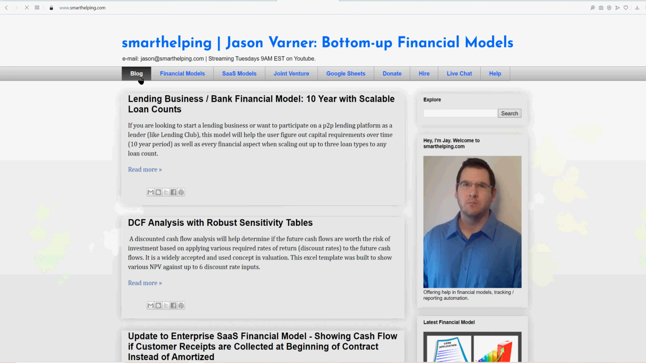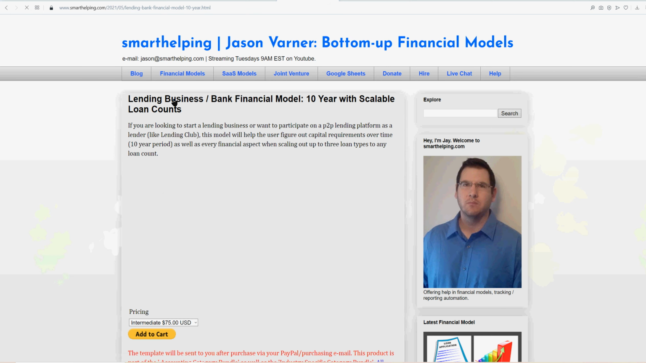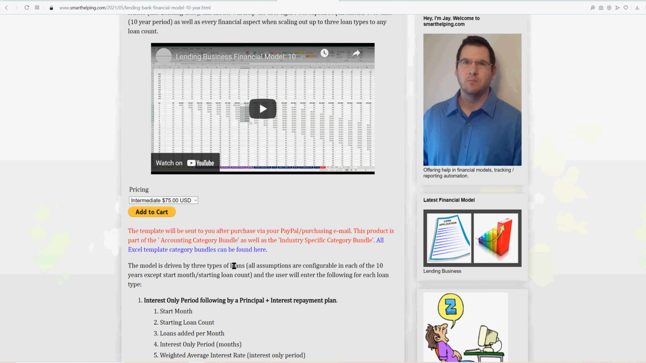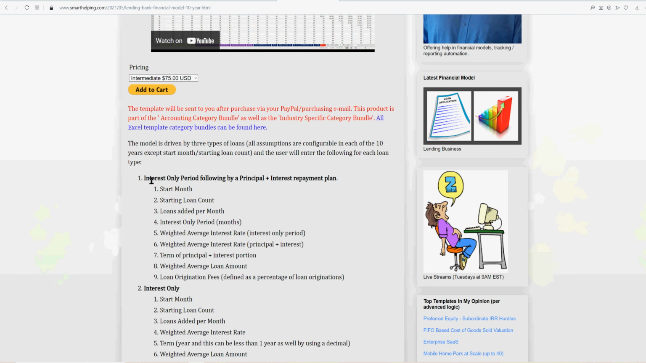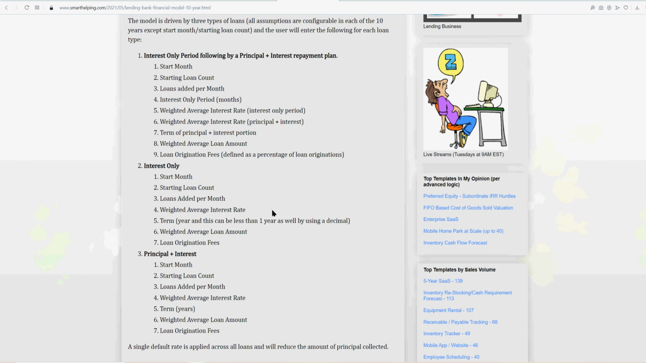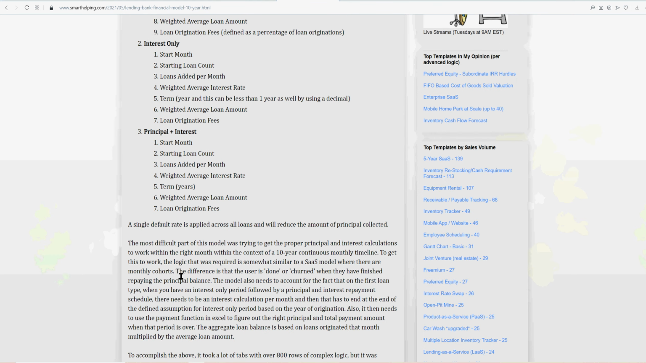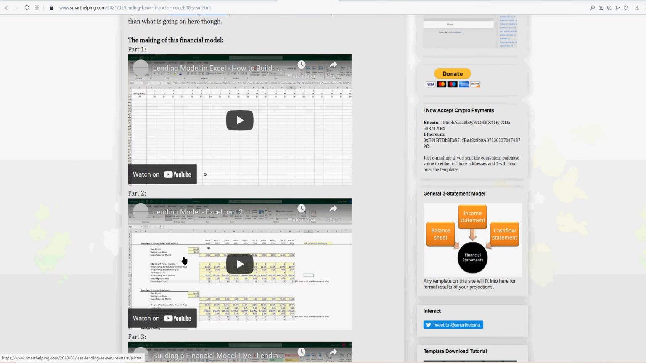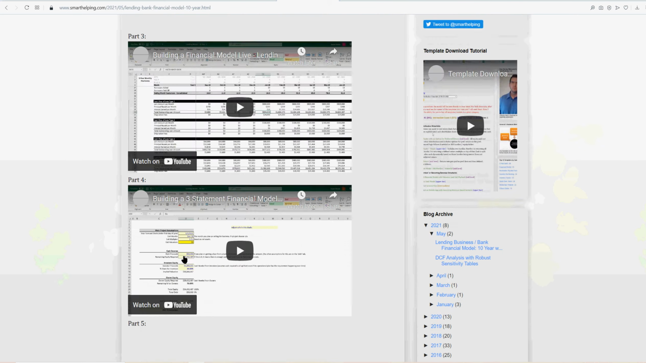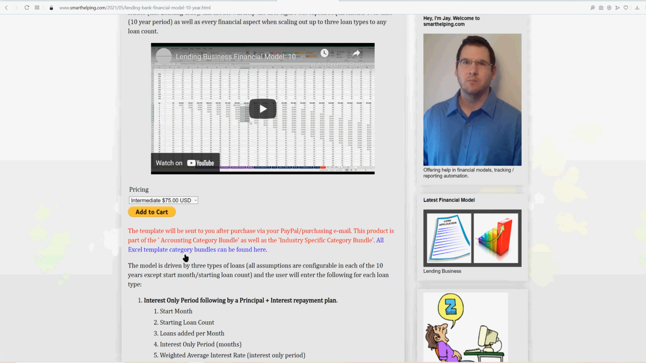Recently I did a lending business financial model that is a lot more complex. It has principal and interest. It has basically three loan types that can scale instead of just interest only: loans with interest only period followed by principal and interest, interest only, and principal and interest. This is far more complex. It took me about 5 weeks to build, and I actually did it live.